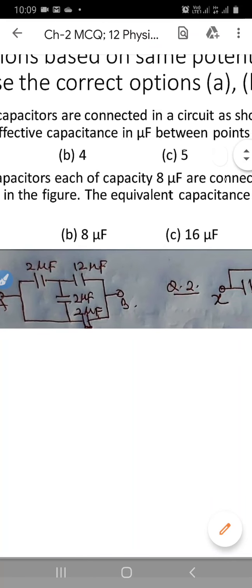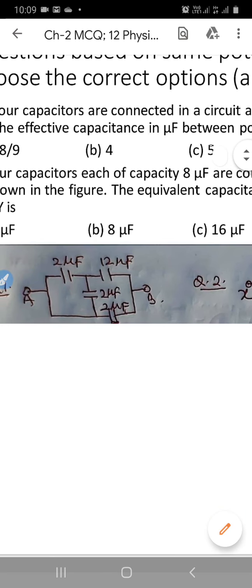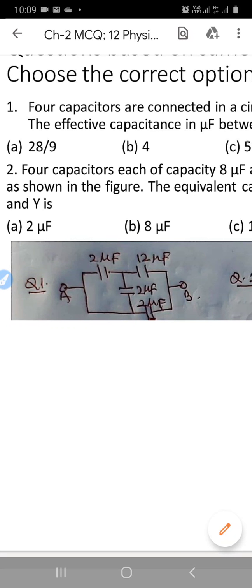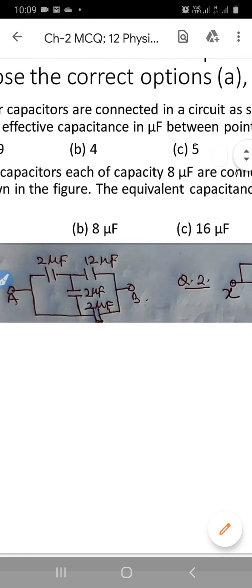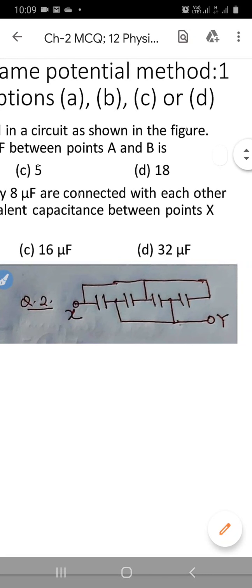Now for the second question, 4 capacitors each of capacity 8 microfarad are connected with each other as shown in the figure. The equivalent capacitance between points X and Y is option A 2 microfarad, B 8 microfarad, C 16 microfarad and D 32 microfarad. Here is the figure for question 2. This question is also the same type.